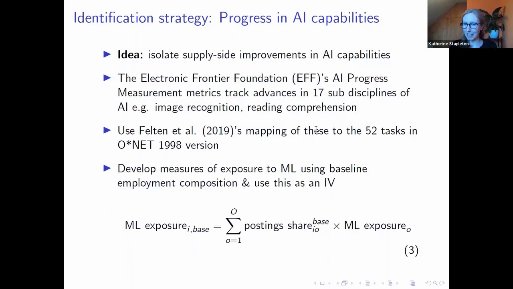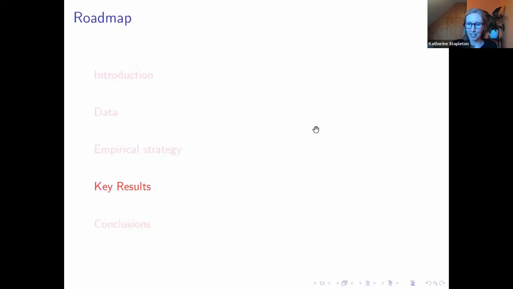This allows me to then develop these baseline measures of how exposed firms, industries, and regions were, say, in 2012, or I've also tried looking back 10 years prior to that to hopefully avoid any endogeneity. So what do I find using all of that?